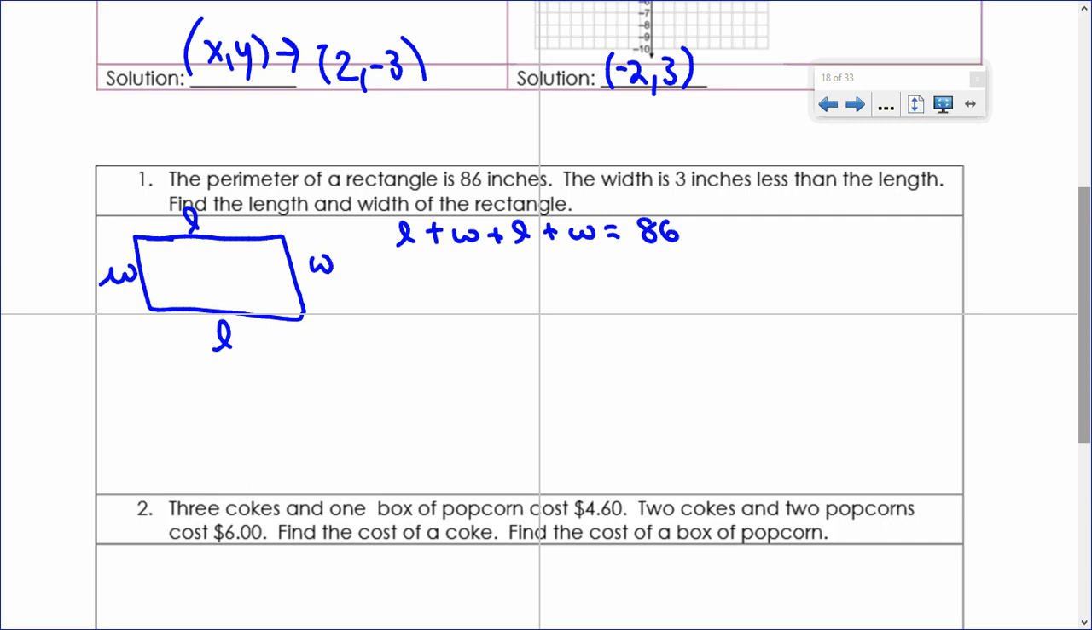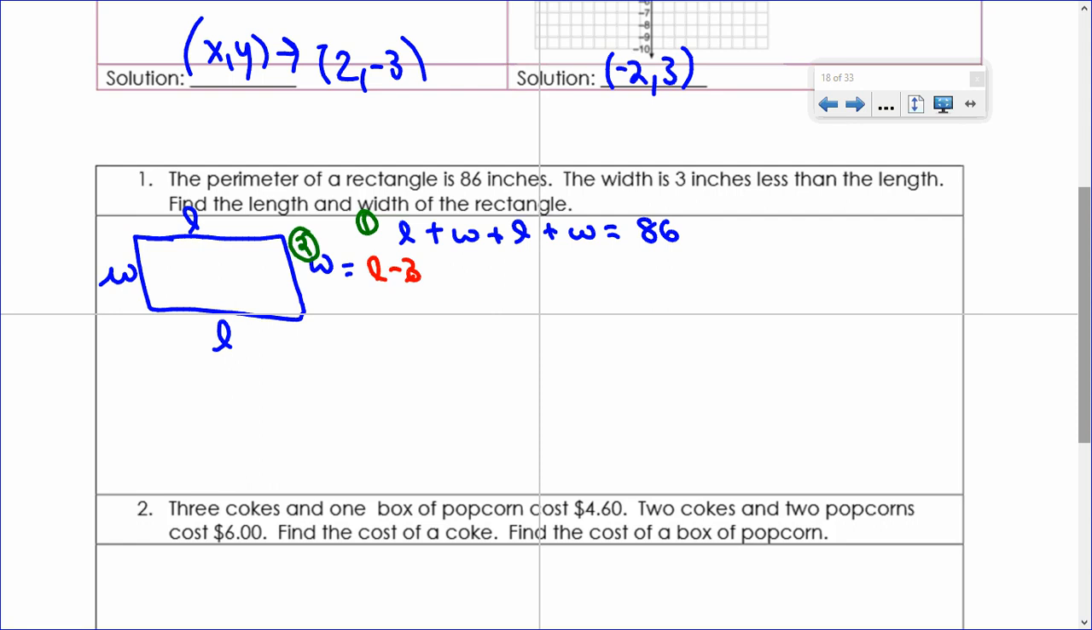Okay, so we're going to have to do a little work here. Now, the width equals 3 less than, let's be careful. So remember, we have to switch when we're talking about less than. So 3 less than the length, so L minus 3, right? So let's see what we got here. I got 2 different equations here. I have this equation and I have this equation.